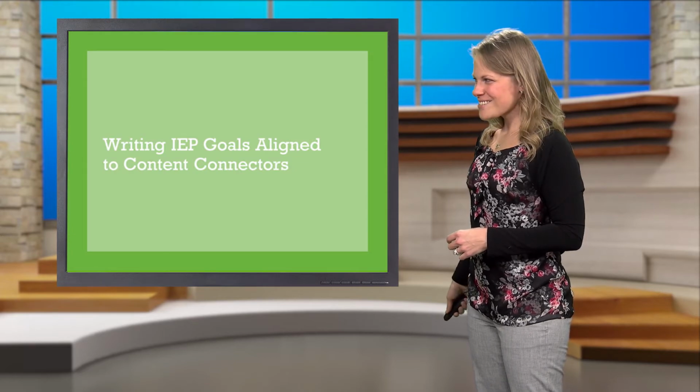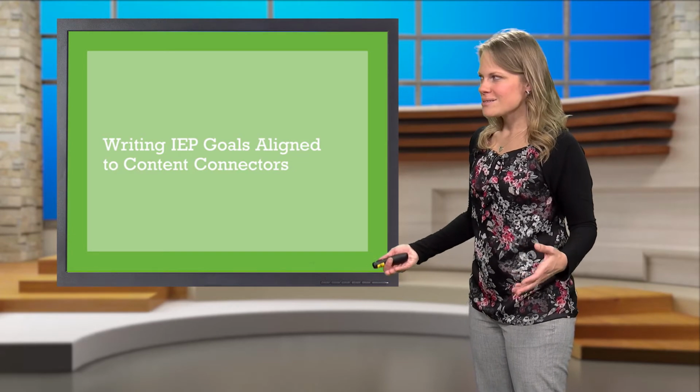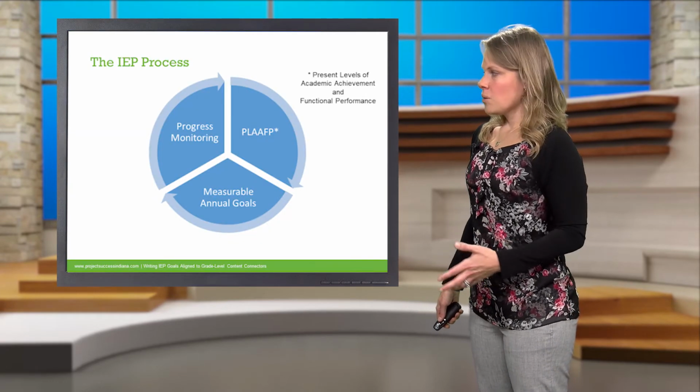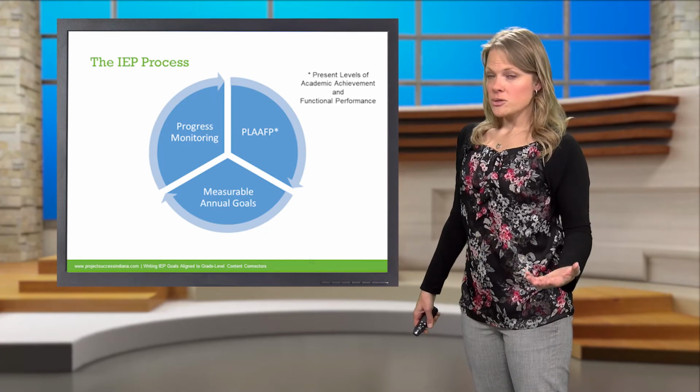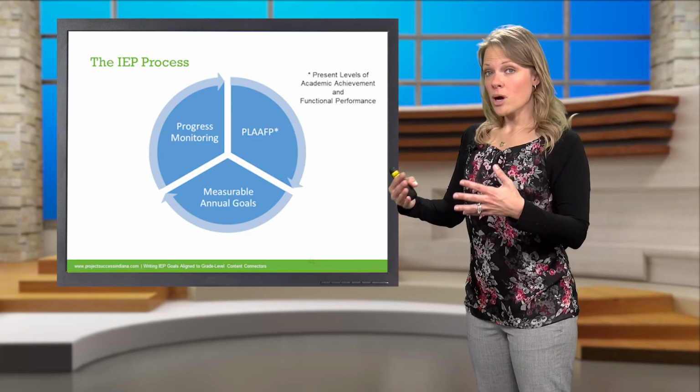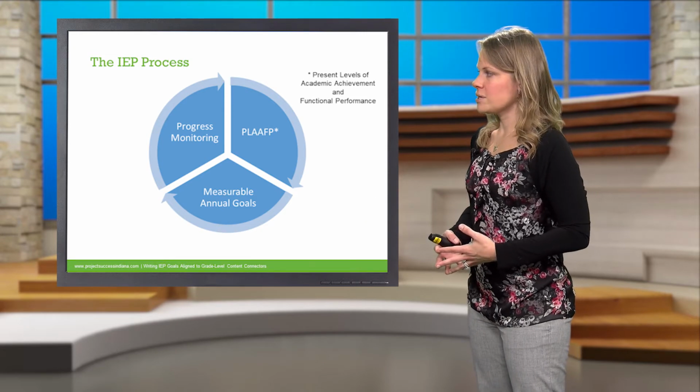Enough of that. Let's get to actually writing IEP goals now aligned to content connectors. So first, let's think briefly about the IEP process. We know that we start with present levels of academic achievement and functional performance. That's information about students' abilities in academics as well as functional areas, and it really needs to be thorough and accurate. Then that cycles around to using that information to write these measurable annual goals. And finally, once those goals are written, we're then going to spend the rest of that IEP process progress monitoring students' progress toward those measurable annual goals that we've identified.